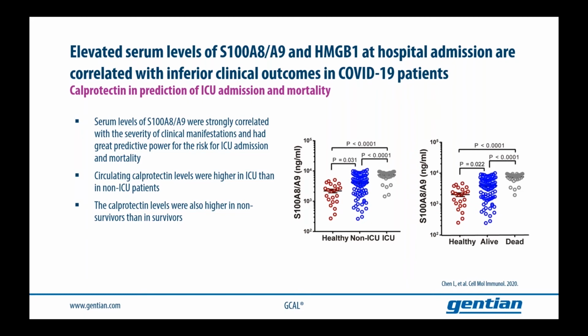The role of calprotectin in risk stratification and prediction of inferior clinical outcomes was confirmed in a study published by Shen and colleagues. In this study, serum levels of calprotectin were strongly correlated with the severity of clinical manifestations, and they had great predictive power for the risk for ICU admission and mortality. Circulating calprotectin levels were higher in ICU patients than in non-ICU patients, and also in non-survivors compared to survivors.